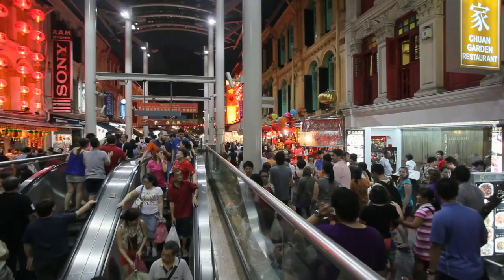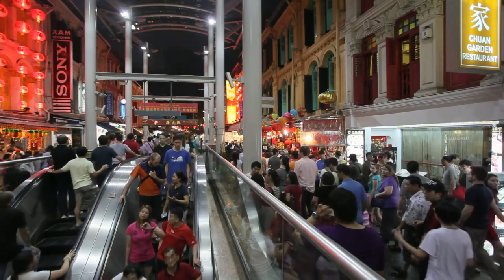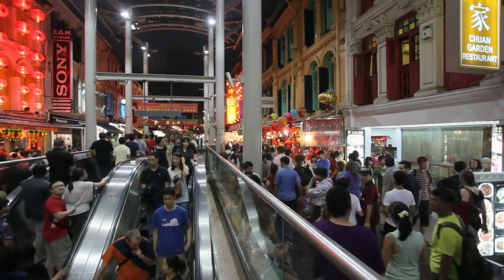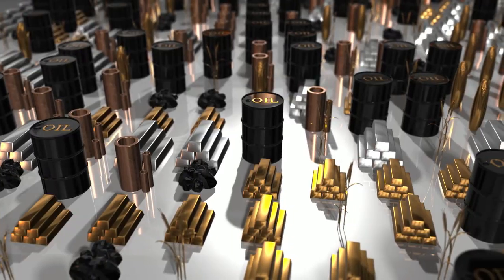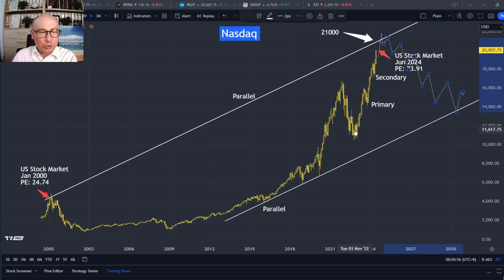In our next tutorial, we'll continue to apply this effective trend line and parallel lines to the Asia stocks and commodity markets. Stay tuned for my coming tutorial.